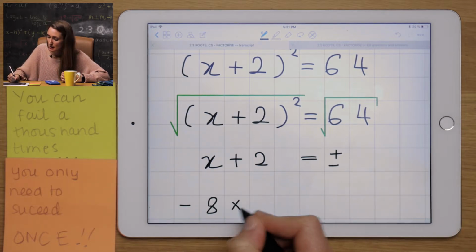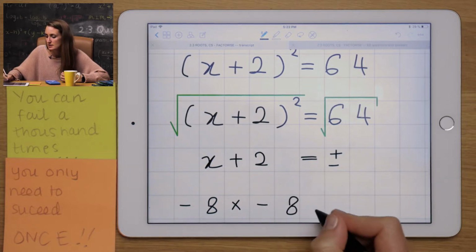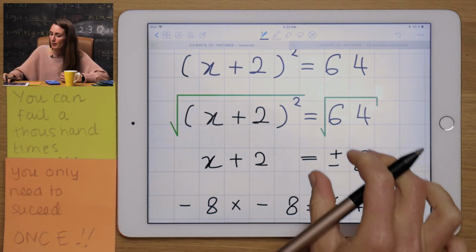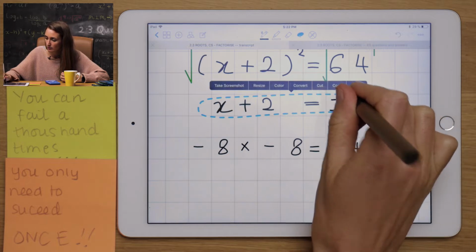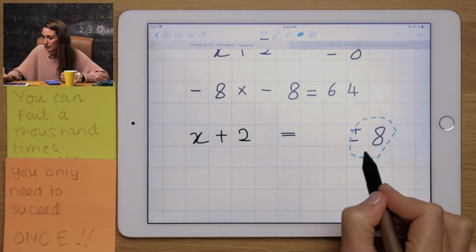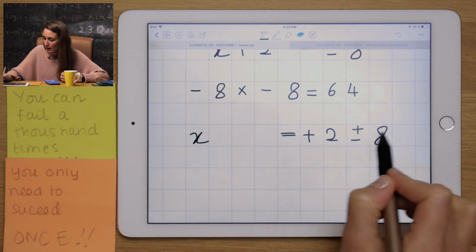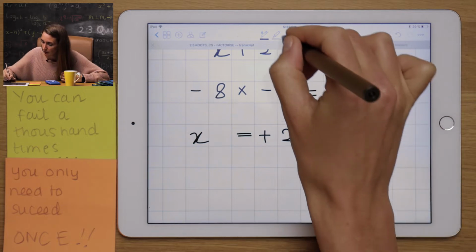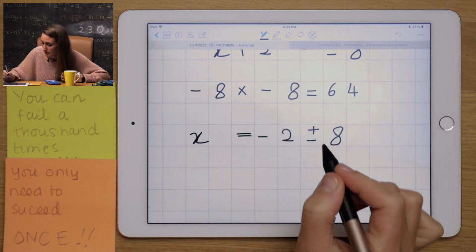Minus 8 times minus 8, minus times the minus is plus, 8 times 8 is 64. So this will be plus or minus 8. So let's continue. From here, I'm going to leave that there and I'm going to slide this plus 2 over. And because it's traveled over the equal sign, it's going to become a minus.